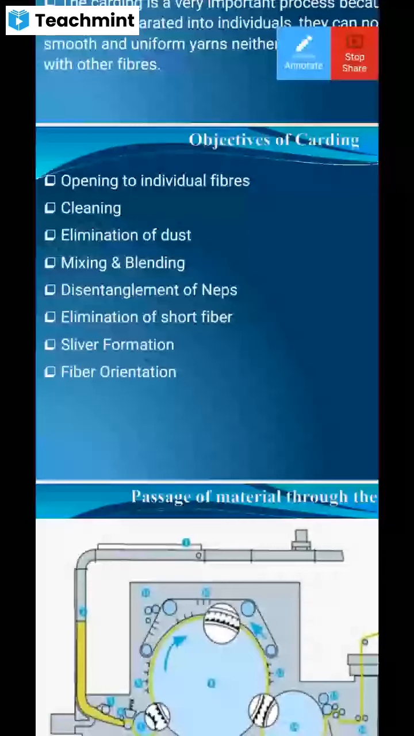Mixing and blending automatically come up during the block feeding and Lickering zone. Materials are tumbling and blending again and again. Elimination of dust and other foreign materials, opening and cleaning, individualization of the fiber. Those are all the objectives of the carding machinery.